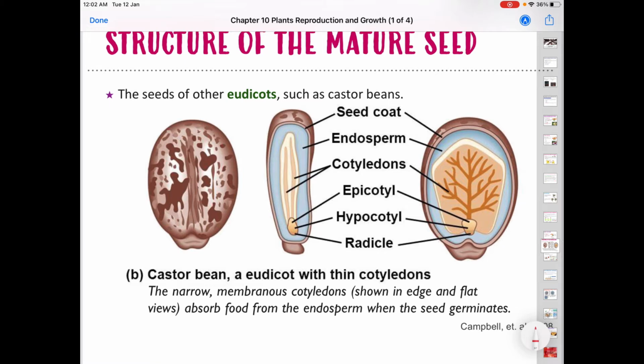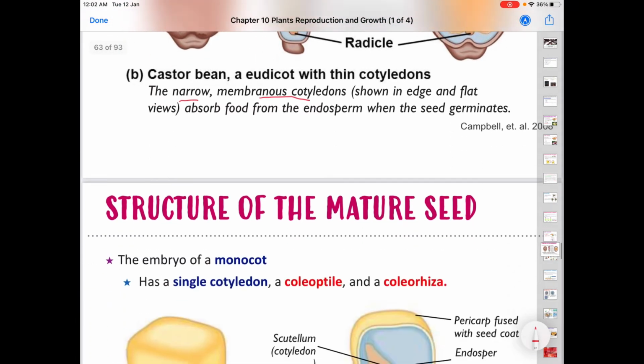Meanwhile, this is the seed of other dicots such as castor bean. In castor bean, the cotyledon is quite narrow and membranous, and it absorbs food from the endosperm. So this is the endosperm, the food storage, from which the cotyledon absorbs food when the seed germinates.